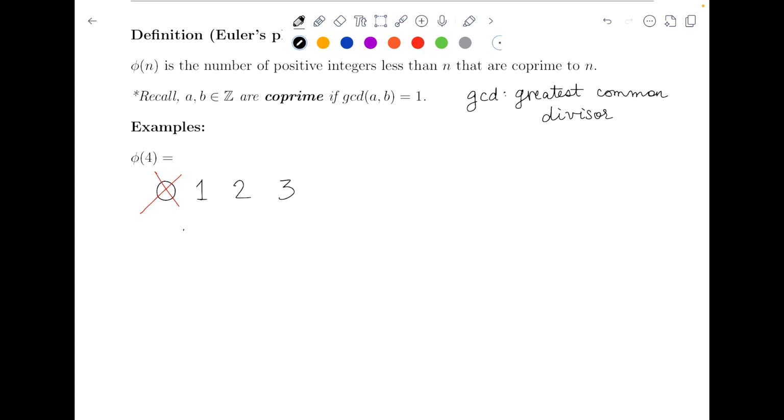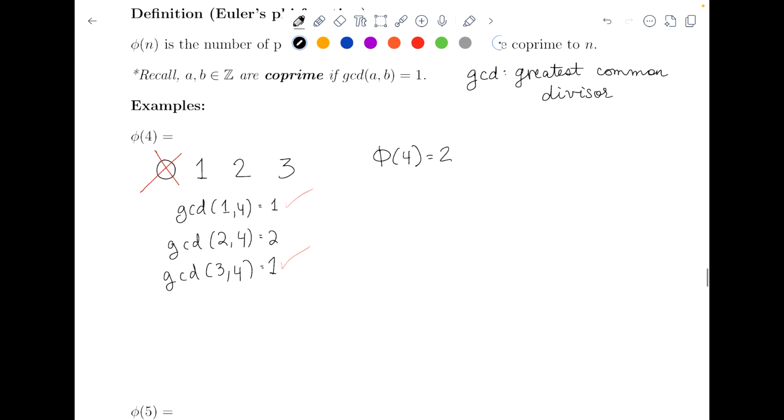And now I want to see what numbers are coprime to n. So I have GCD of 1 and 4, GCD of 2 and 4, and GCD of 3 and 4. Well, the GCD of 1 and 4 is 1, but the GCD of 2 and 4 is 2. And the GCD of 3 and 4 is 1. So here, thinking about that, I have 1, I have 1. So of the 3 numbers I had left, 2 of them are coprime, and I can conclude phi of 4 is 2. So I'm counting here.